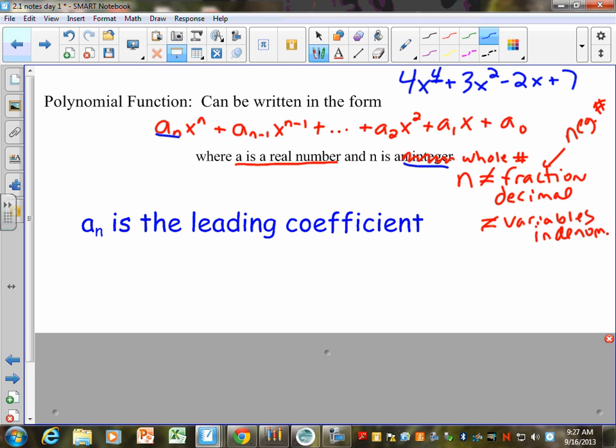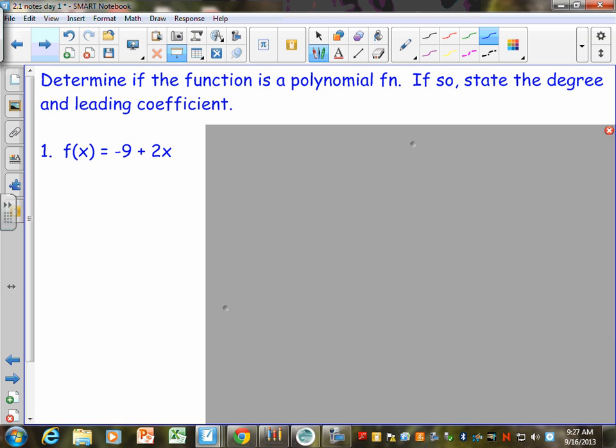So let's look at some things that are polynomials and some things that are not polynomials and practice this. We're okay with this. And this is the first part of your homework. Determine if the function is a polynomial function. If so, state the degree and the leading coefficient. If it's not a polynomial function, we don't say it has a degree or leading coefficient. We just say it's not a polynomial function.